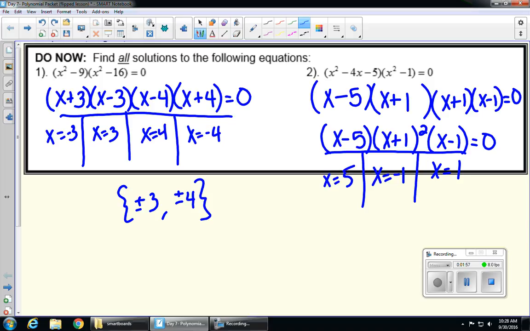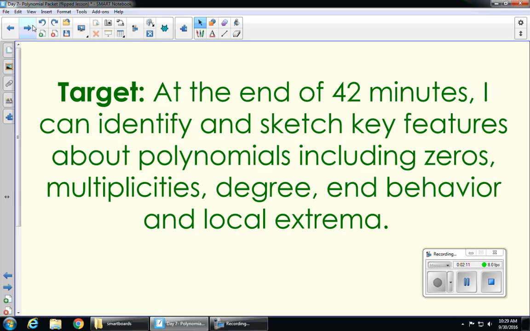But what we're going to see during this lesson is that x plus 1, because it's squared, is going to have a special quality that relates to the graph. And we'll come back to that in a little while. So our goal for today is a couple of things. We're going to start to identify key features about polynomials, including zeros, multiplicities, degree, end behavior, and local extrema. We're not going to sketch during this lesson. We'll do that in a future lesson.